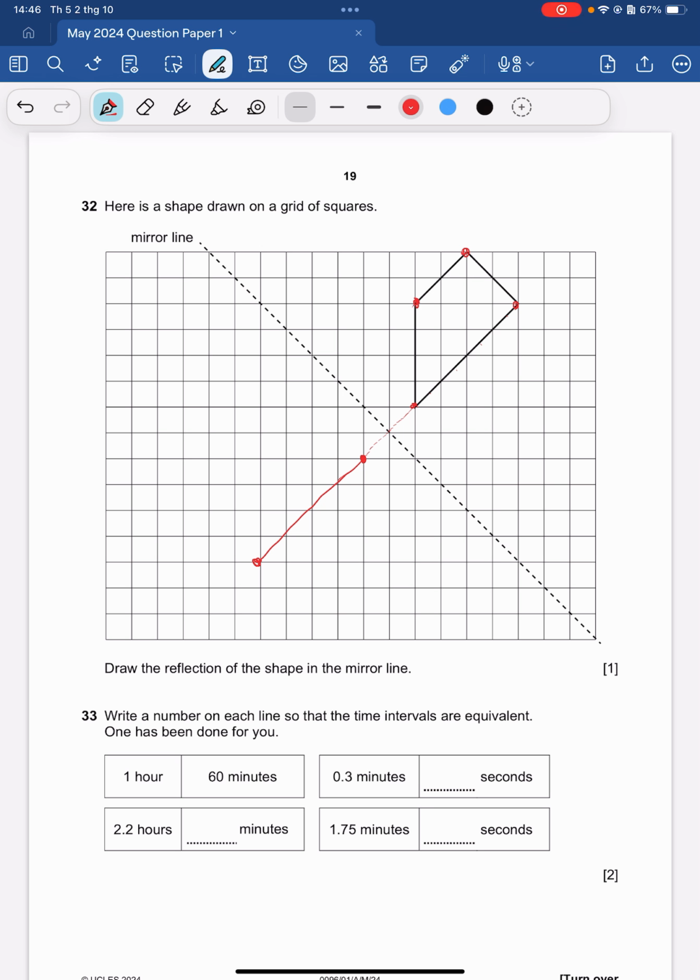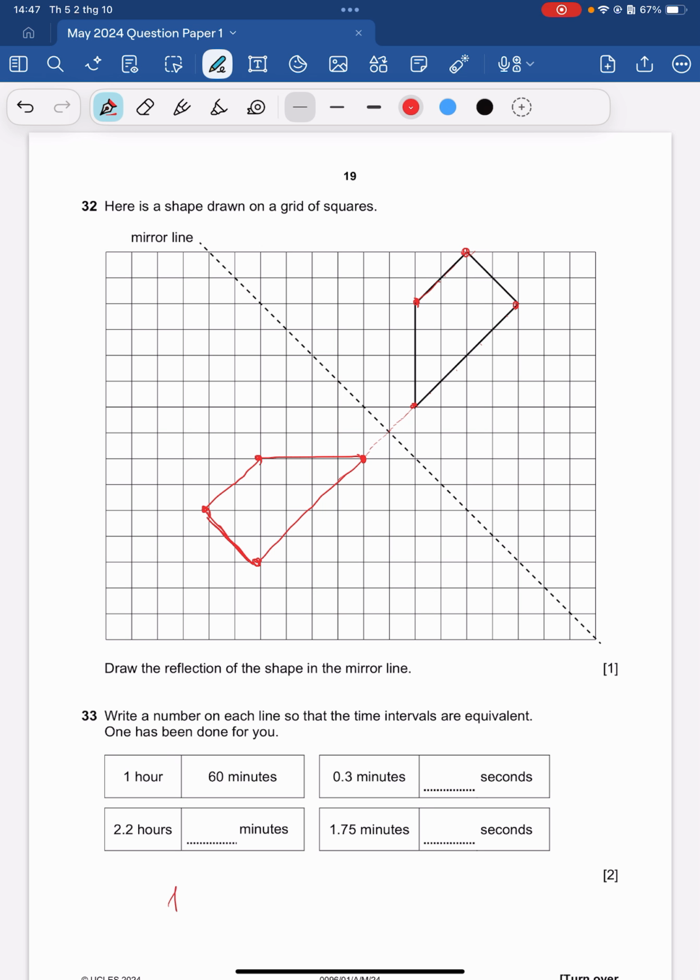Okay, let's see. That's 1, 2, 3. Okay, 1, 2, 3. This one, right? Is 2, 2, 1, 2. Finish. Okay. Oh no, it's better if I draw again. Easy, right? Okay. 33. Oh, convert unit of time.